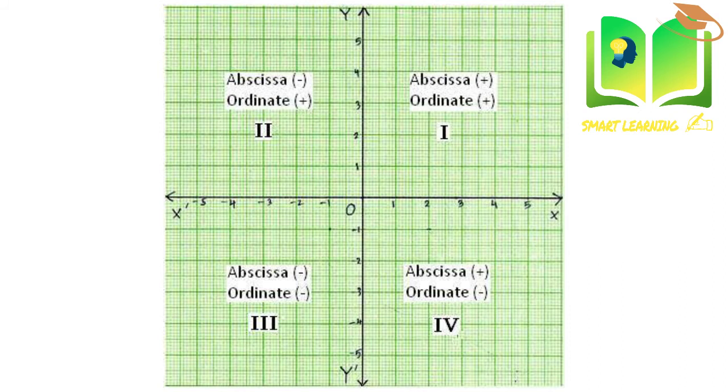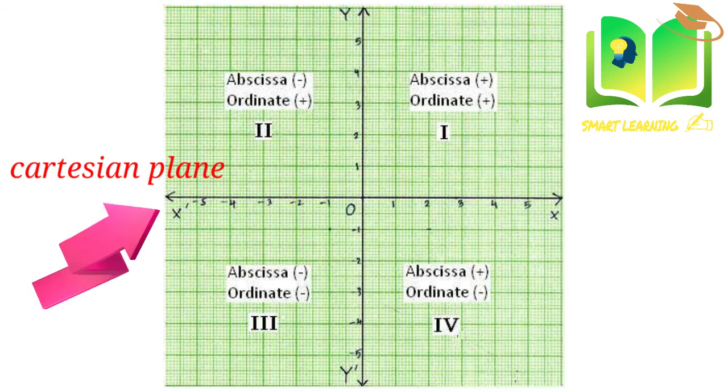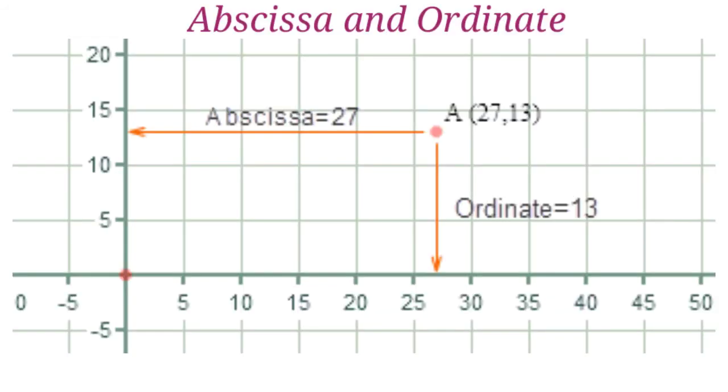So the plane consists of the axes and these quadrants. We call the plane the Cartesian plane or the coordinate plane or the xy plane. The axes are called the coordinate axes. Okay, so from this figure I hope you understand. Now I will discuss abscissa and ordinate.